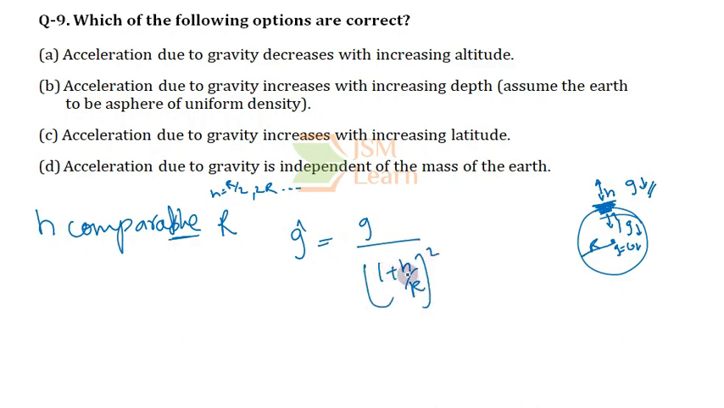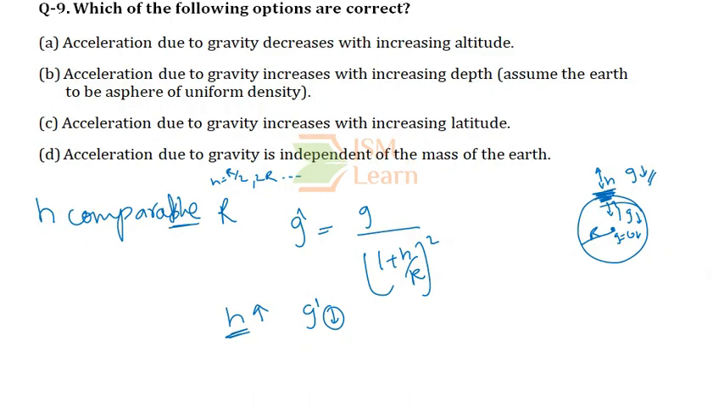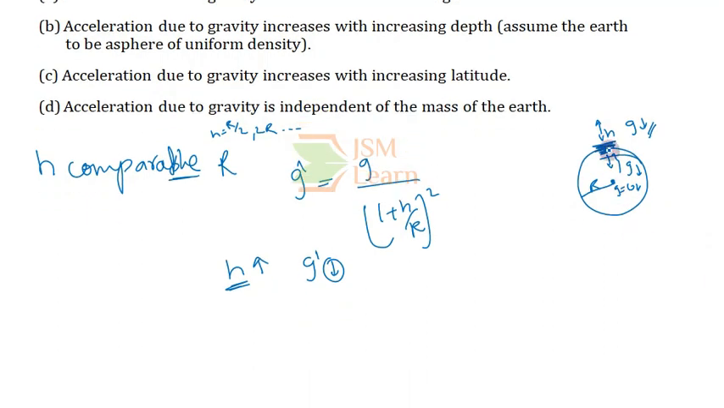You can observe here that as the h value, that is the height from the surface of the earth, increases, the overall denominator value increases. As the denominator value increases, the whole value decreases. So as the height from the surface of the earth increases, g dash decreases.